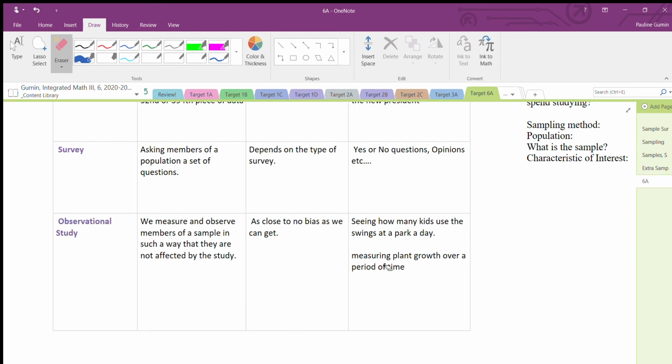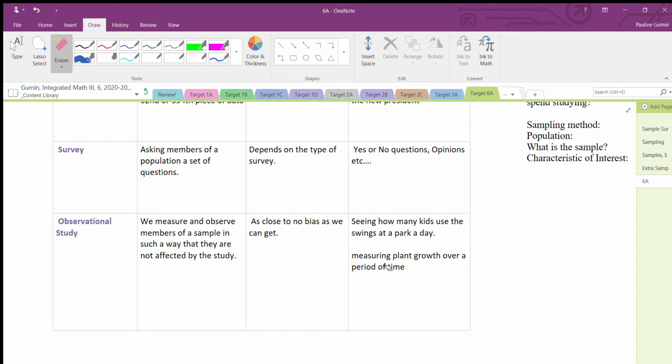I mean, it's a long endeavor. You're going to sit there from sunrise to sunset and just tally up the kids that use the swings. But nothing is affected. You're just watching and observing. Similarly to measuring plant growth over a period of time, you're just measuring the plant. You're not influencing it in any way.